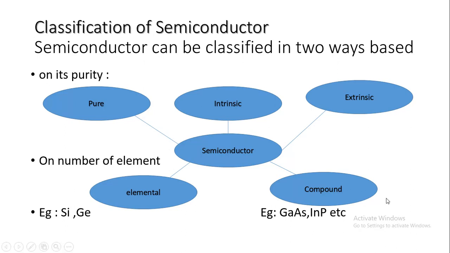Okay, so you just have to keep in mind that the application of compound semiconductor is in optoelectronic devices. Silicon and germanium are the most widely used semiconductors, and they are known as elemental semiconductor.